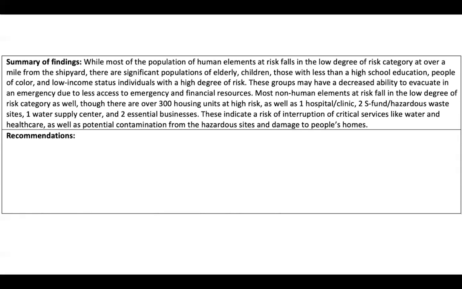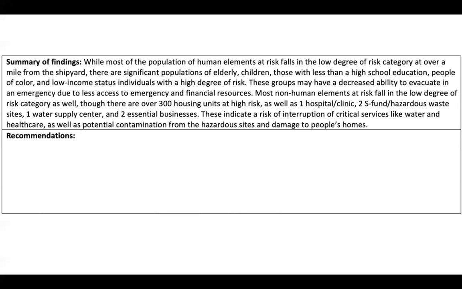These groups may have a decreased ability to evacuate in an emergency due to less access to emergency and financial resources. Most non-human elements at risk fall in the low degree of risk category as well, though there are over 300 housing units at high risk, as well as 1 hospital/clinic, 2 Superfund/hazardous waste sites, 1 water supply center, and 2 essential businesses. These indicate a risk of interruption of critical services like water and healthcare, as well as potential contamination from the hazardous sites and damage to people's homes.